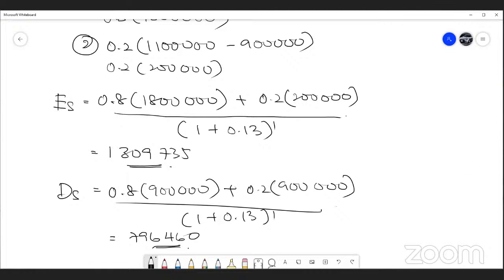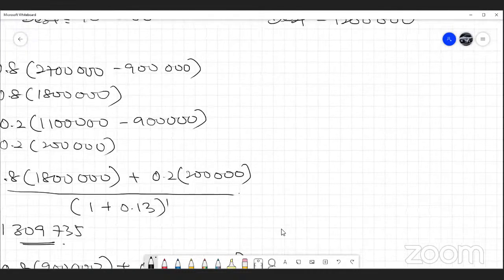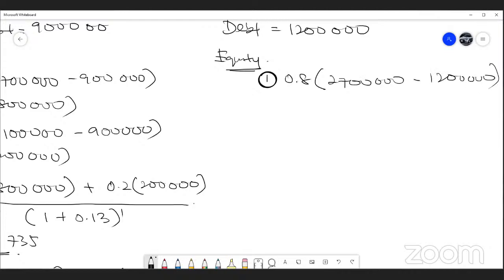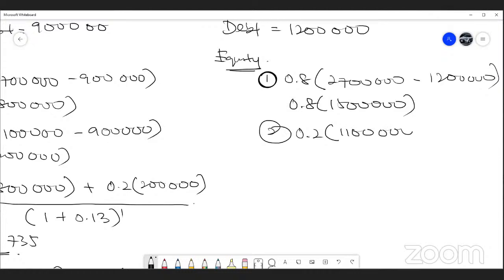So repeat this section for Dietrich. Dietrich also has two scenarios. So the equity: scenario 1, 0.8 out of 2.7 million minus 1.2 million, so 0.8 out of 1.5 million. Scenario 2, 20% chance of them only getting 1.1 million. So you pay all his debt, the maximum you can pay is only 1.1 million. So in the end, 0 goes to the shareholder, nothing. Cannot even finish paying your debt. So 0.